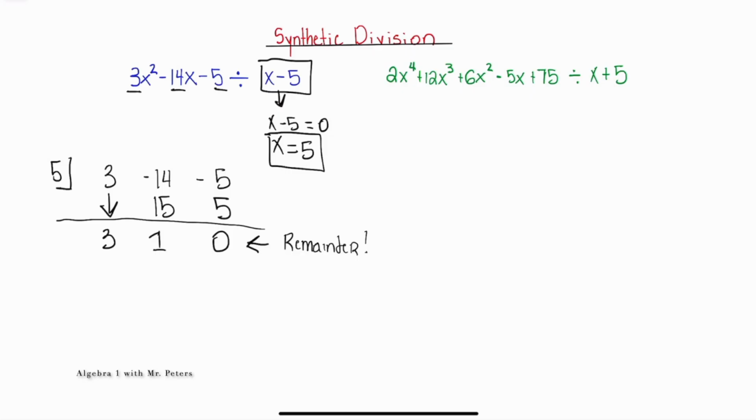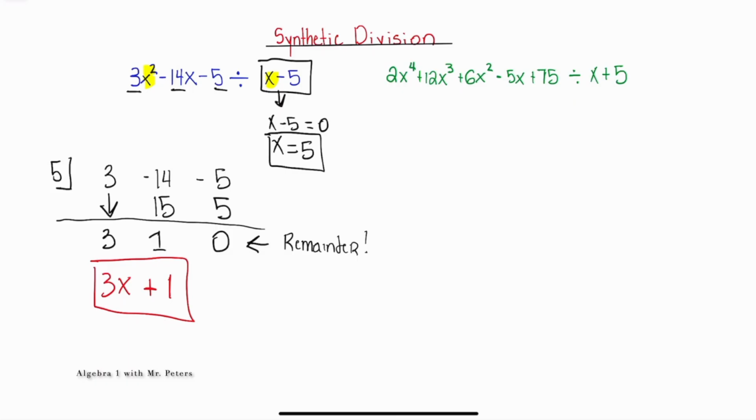And now when we talk about expressing the answer, it's always going to be one exponent lower than the original problem. So because this was 3x squared, when you divide x squared by x, we're just going to get x. So when we think about our answer, this answer is just 3x plus 1. That's the answer we get once we divide that expression by x minus 5.